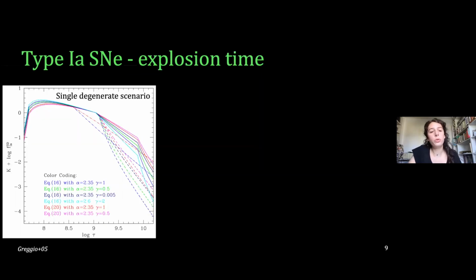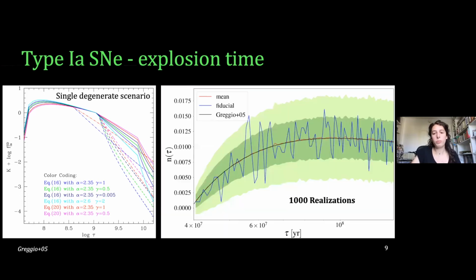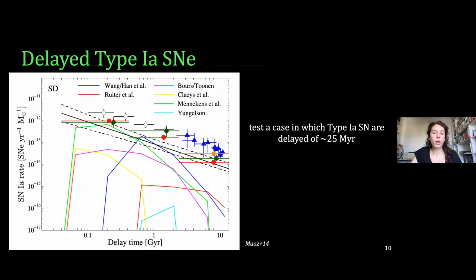Type 1a supernovae are distributed in time following the Greggio 2005 formulation of the delay time distribution for the single degenerate scenario. We performed 1,000 realizations of this distribution, and we took the one that deviates least from the mean, that is the blue one. However, the delay time distribution is known to be a very uncertain function, not only for its shape, but also for its starting point.